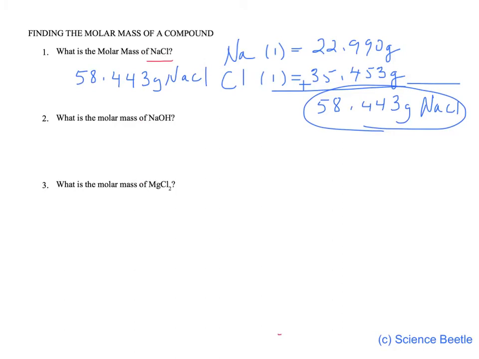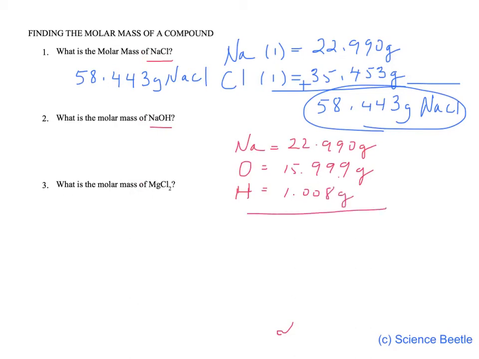And so we're going to look at identifying the mass of NaOH. Looking at this, we notice that we've got 3 different atoms. We're going to have an atom of sodium, oxygen, and hydrogen in this particular compound. We look at the mass again for sodium. Sodium has a mass of 22.990 grams. We know that oxygen has a mass of 15.999 grams. And hydrogen is going to have a mass of 1.008 grams.